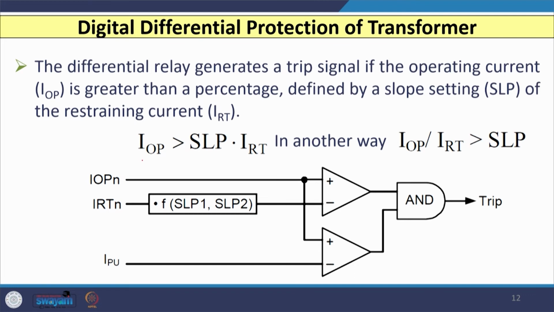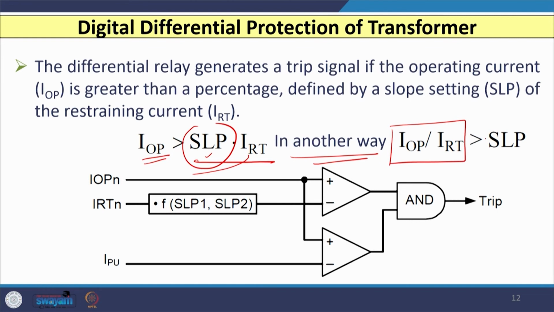So, we have the operating current, and that operating current should be greater than the restraining current multiplied with some slope values. If you have, let us say, single slope characteristic SLP, that is only for one slope. If you use dual slope characteristic, then you can go for slope 1 and slope 2, both the values. So, in another way, we can also write that if I take this IRT on this side, then I operating by I restraining ratio should always be greater than the slope values.